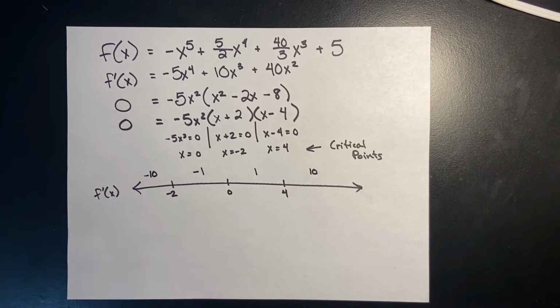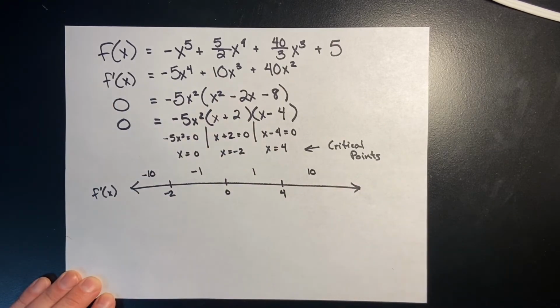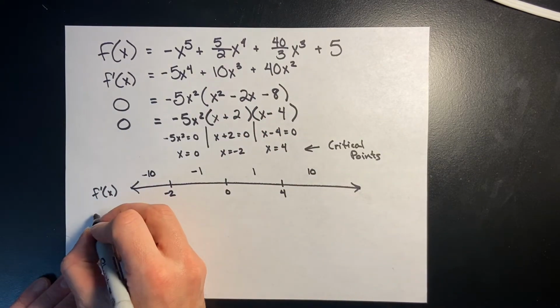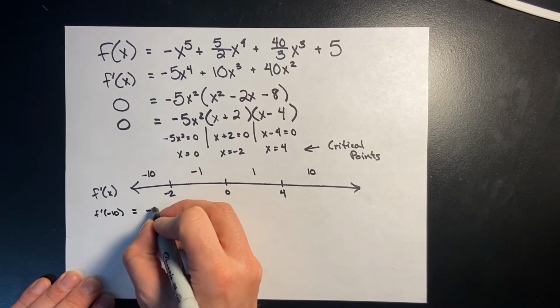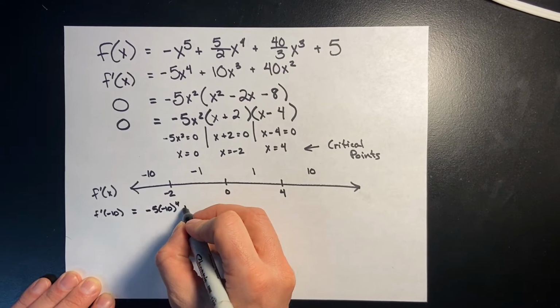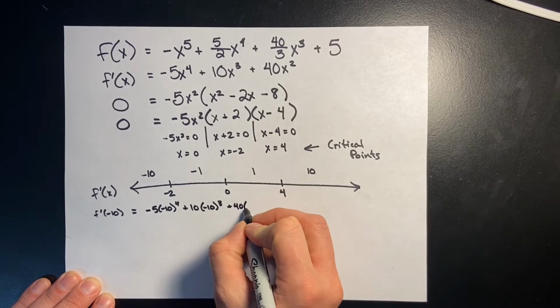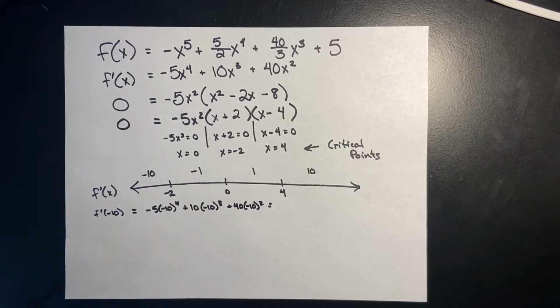Okay, what I need to do now, again, is plug in these numbers that were within the intervals into the derivative. Okay, so if I start out by plugging in -10, f prime of -10 is going to equal -5 times -10 to the 4th, plus 10 times -10 cubed, plus 40 times -10 squared. Okay, all I need to do is the number doesn't matter. The sign is all that matters.